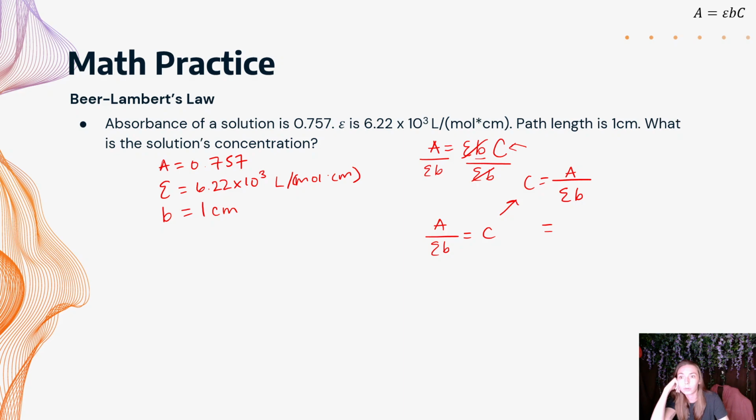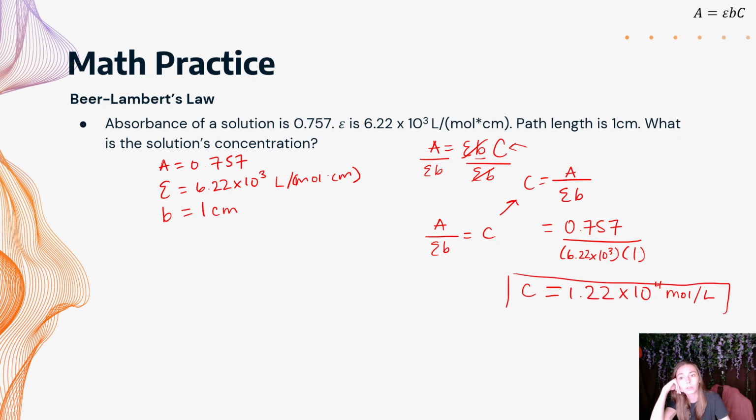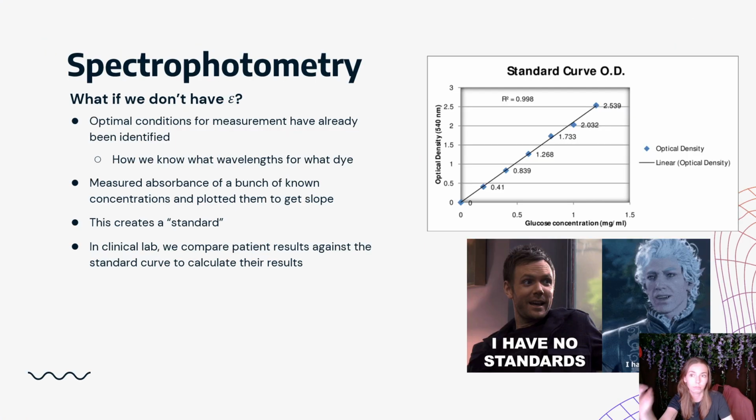So A is 0.757 over 6.22 times 10 to the third times 1. Do you see why I said it makes the math easy? It makes the math so much easier. So then we would just divide 0.757 by 6.22 times 10 to the third, and you are left with concentration equals 1.22 times 10 to the fourth moles per liter. That's how you would get to that point, okay?